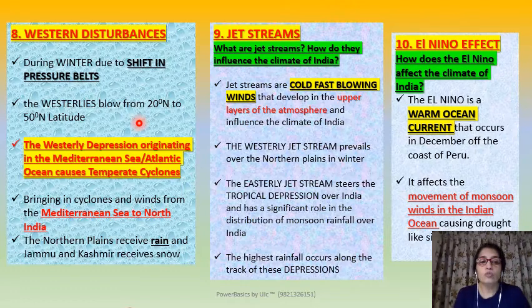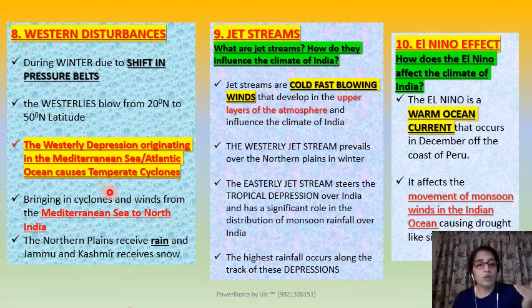Okay. Now, during winter, there's a shift in the pressure belts. The westerly winds blow in that latitude range, 20 to 50 north. The westerly depression originating in the Mediterranean Sea, the Atlantic Ocean, causes cyclones. There's a depression in the Mediterranean Sea well above us on the northwest side. And because of the depression there, winds start blowing towards India.